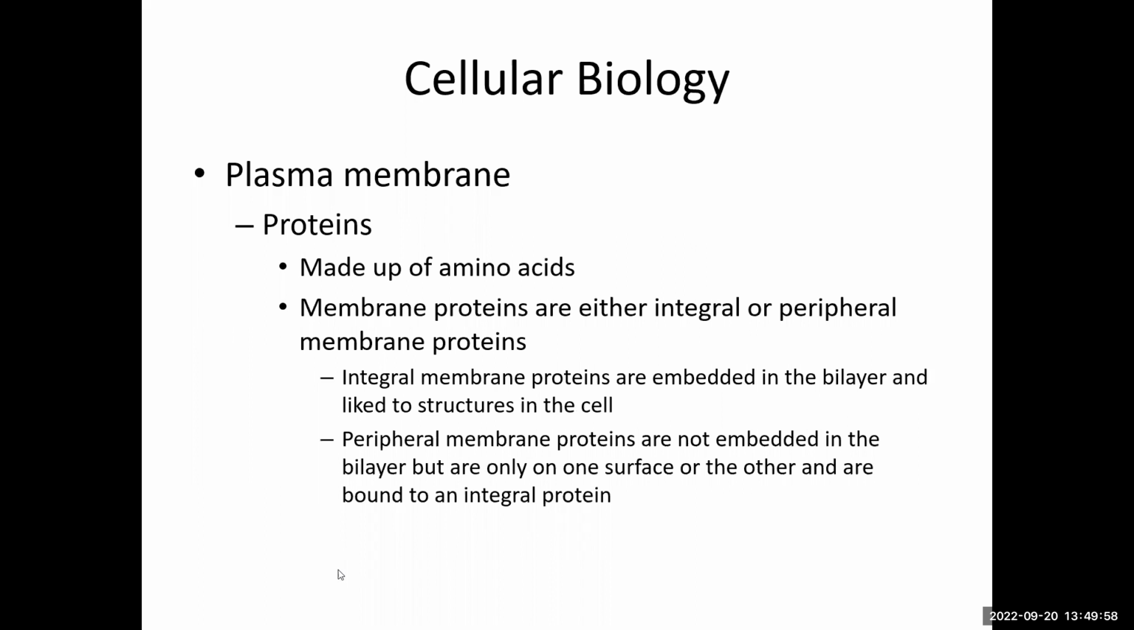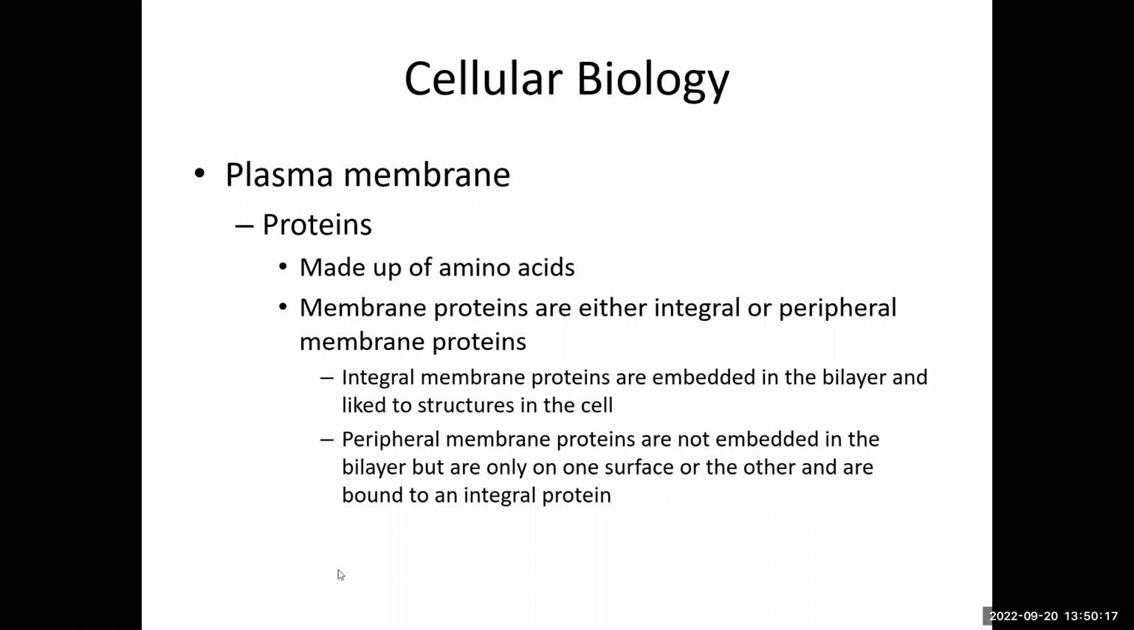Within the plasma membrane, we also have proteins. These proteins are made up of amino acids, and they are there for structure. Some of them are going to stiffen the membrane, but some of them are going to act as proteins that allow for the movement of fluids and other substances into and out of the cell.